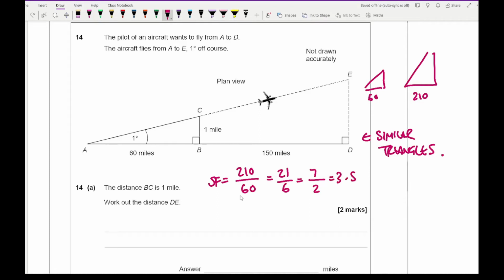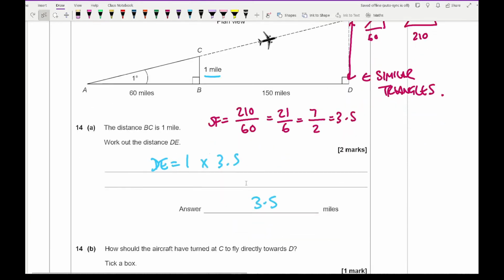And then what you then want to do is to work out the distance of D to E, which is this distance here. Well, it's just going to be, so D to E is going to equal the length of the corresponding side on the smaller triangle, which is 1, times 3.5. So the answer then is going to be 3.5.